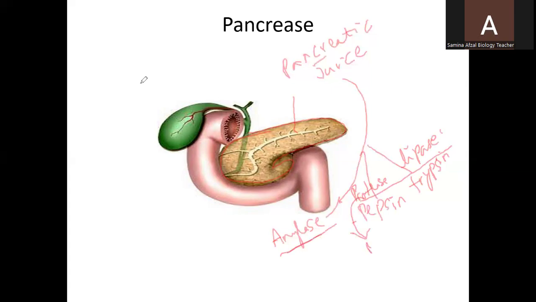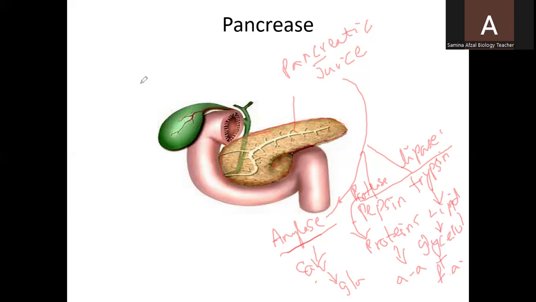Protease digests the proteins into amino acids, amylase digests carbohydrates into glucose, and lipase digests lipids into glycerol and fatty acids. So in this way, the pancreatic juice has three enzymes which help in the digestion of three different types of nutrients.